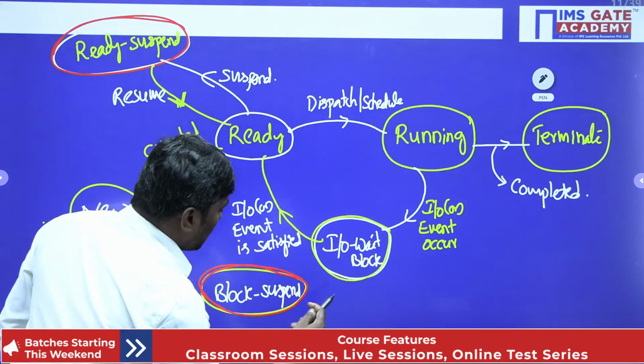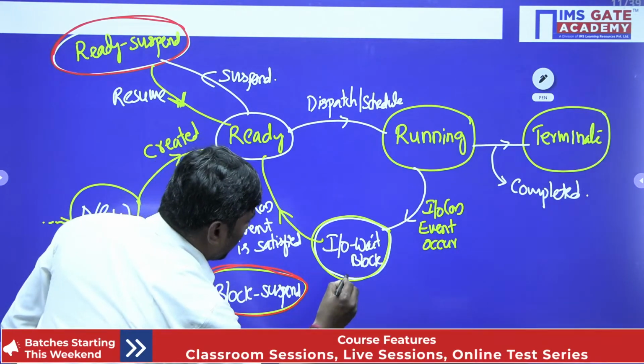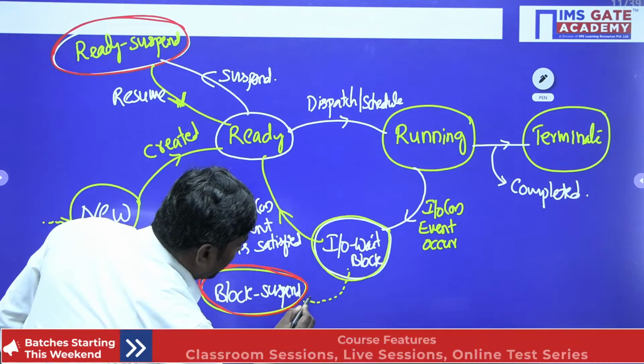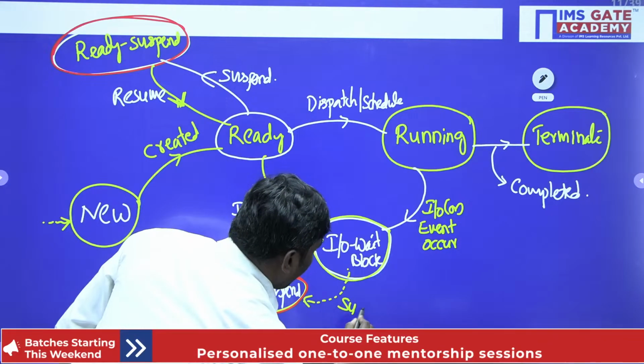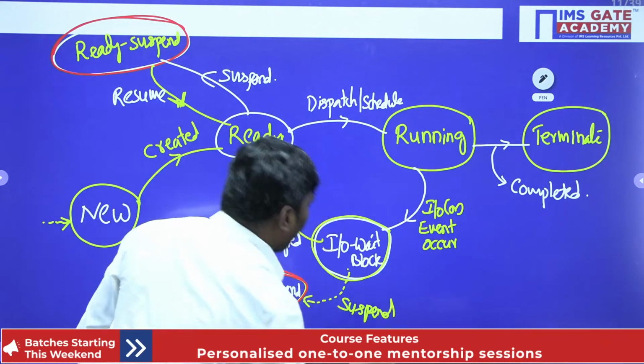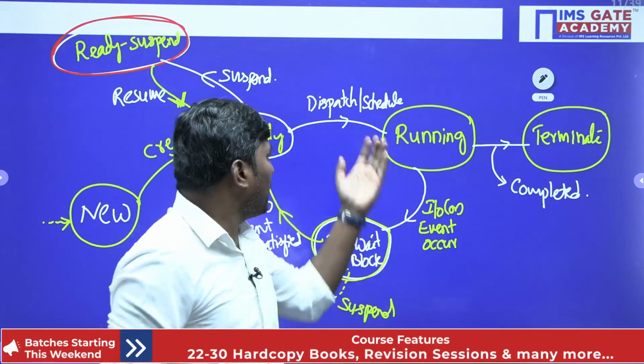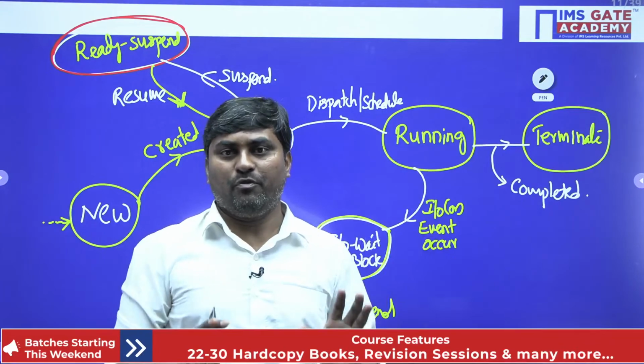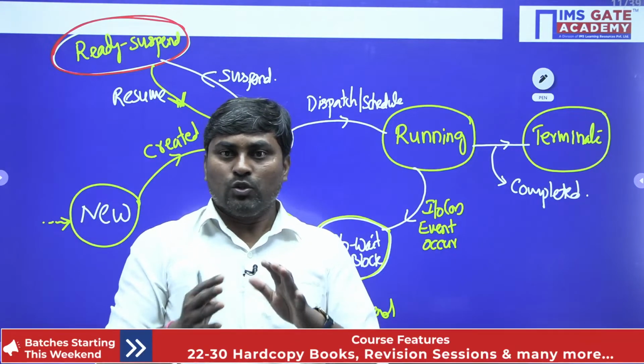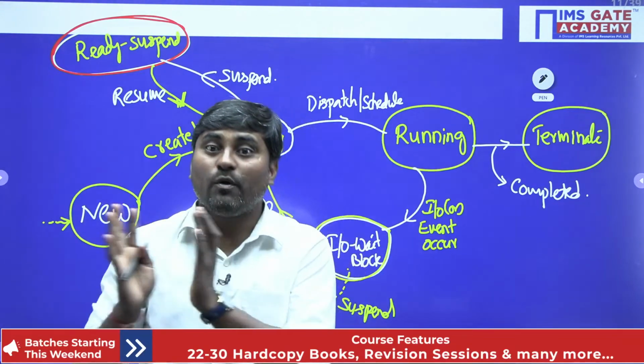Some situations, please, I'm making a dotted line here. So suspend. Okay, getting my point? So blocked process means what? A blocked process came from the running state waiting for an event, waiting for some IO device. So that process, waiting for some IO device, we require to suspend.